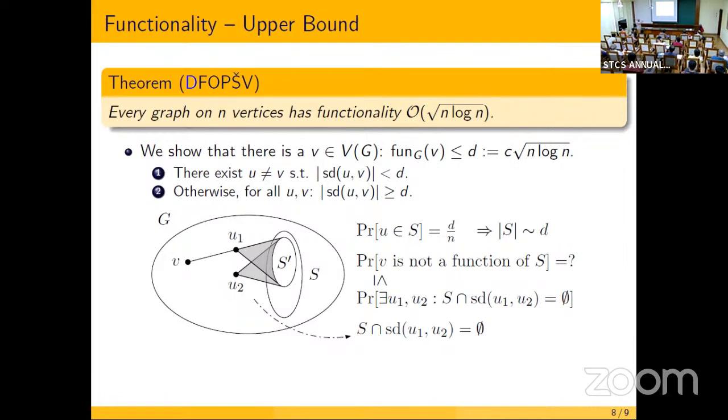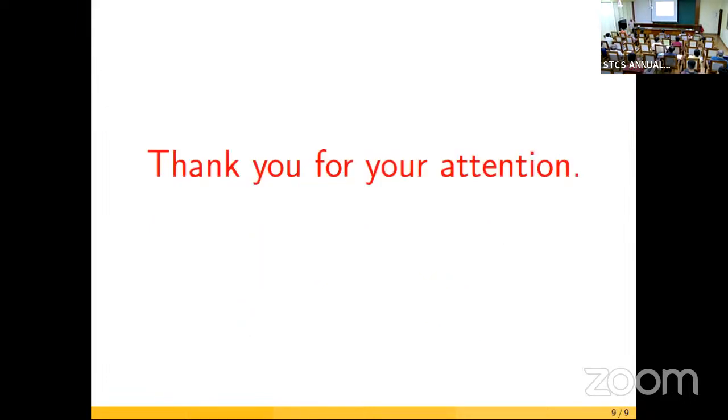So we bound the probability that v is not a function of S by the probability that there exist two such vertices such that the symmetric difference is outside S, but we suppose that the symmetric difference is large, and with two lines of calculation, you can prove that this probability is smaller than 1. And it's because with high probability S will hit all large sets. Yes, and that's all.